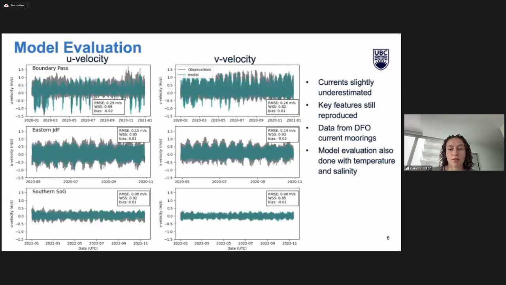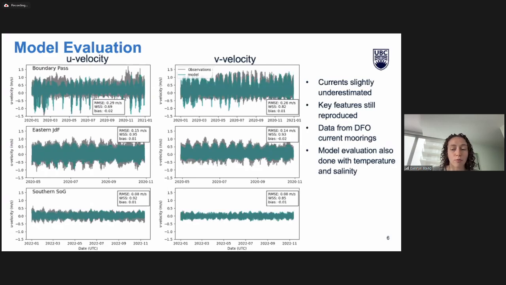Before we get to the results, it's important to discuss some model evaluation. So this plot shows some current data for the U velocity on the left and V velocity on the right from 3 current meter moorings and compares them to the model. The top row is for a current meter near Boundary Pass, which is in the middle of the San Juan Gulf Islands region. The middle is for one near the Victoria Sill boundary, and then the bottom is for one near the Point Roberts boundary. The observational data is in gray, and then the blue is the predicted velocity from the closest point in the model.